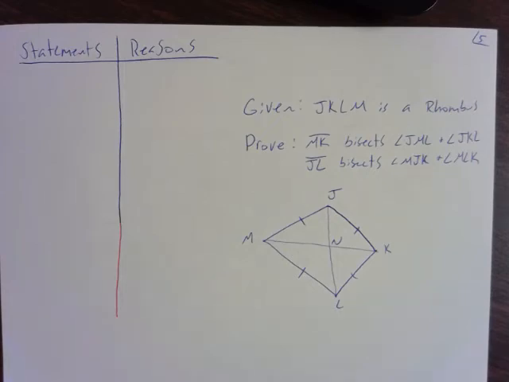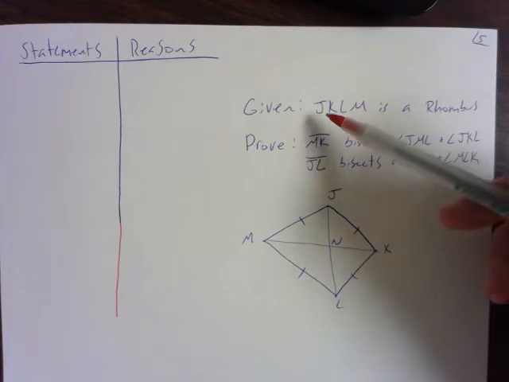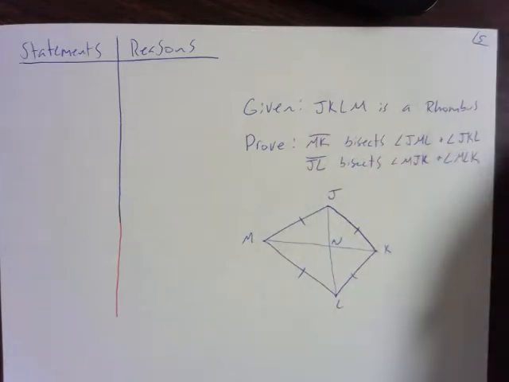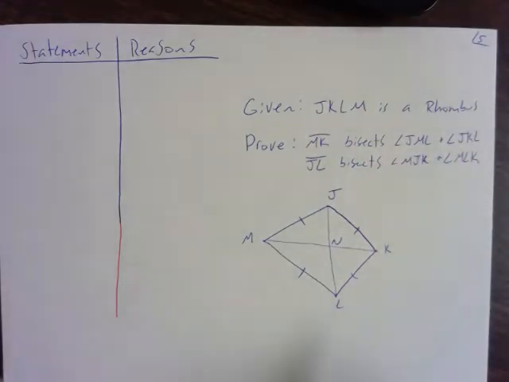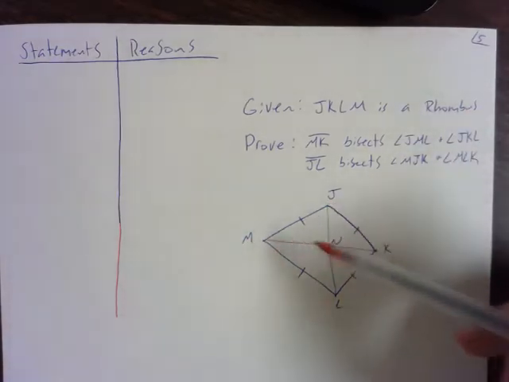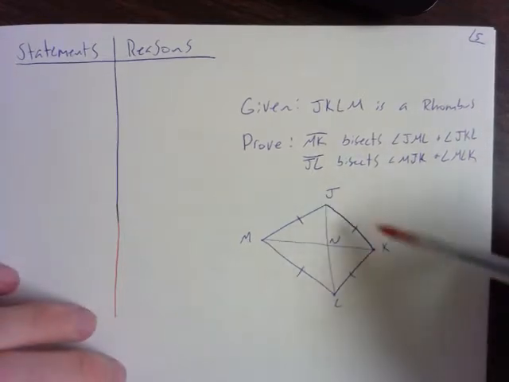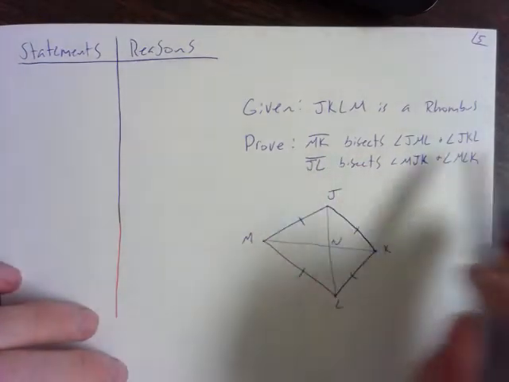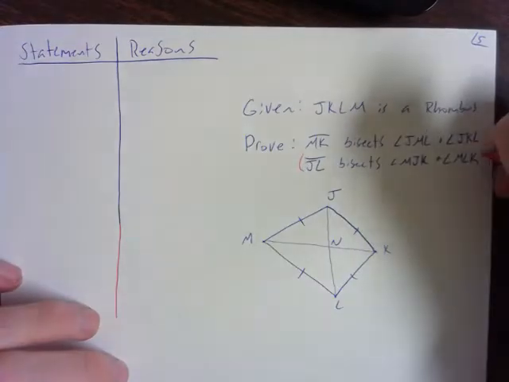Okay, almost done here. We're still talking about rhombuses. So I have my JKLM as a rhombus. This time I want to prove that line segment MK, so this diagonal, bisects angle JML and angle JKL. So I'm going to prove this statement. So I'll put the other one in parentheses.